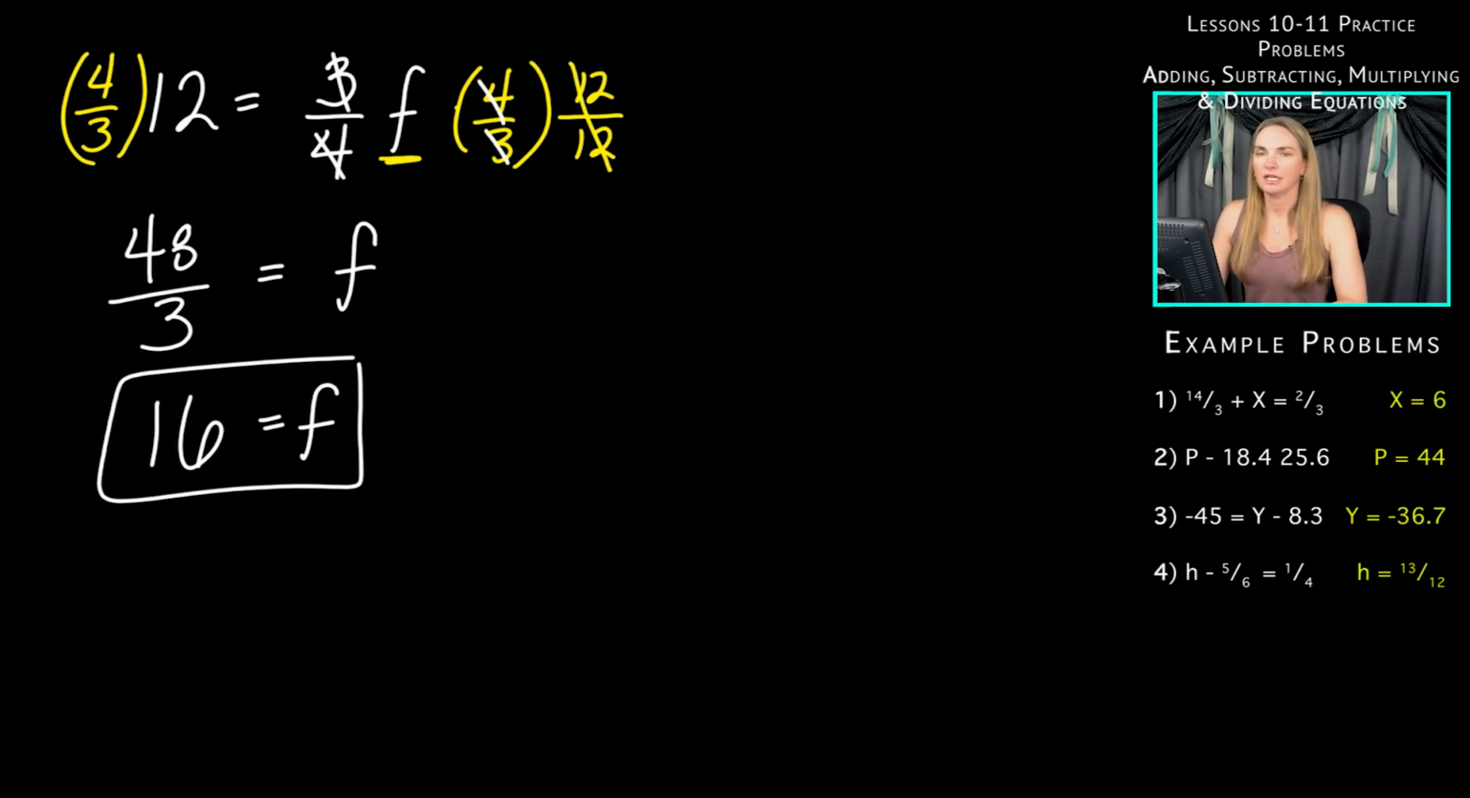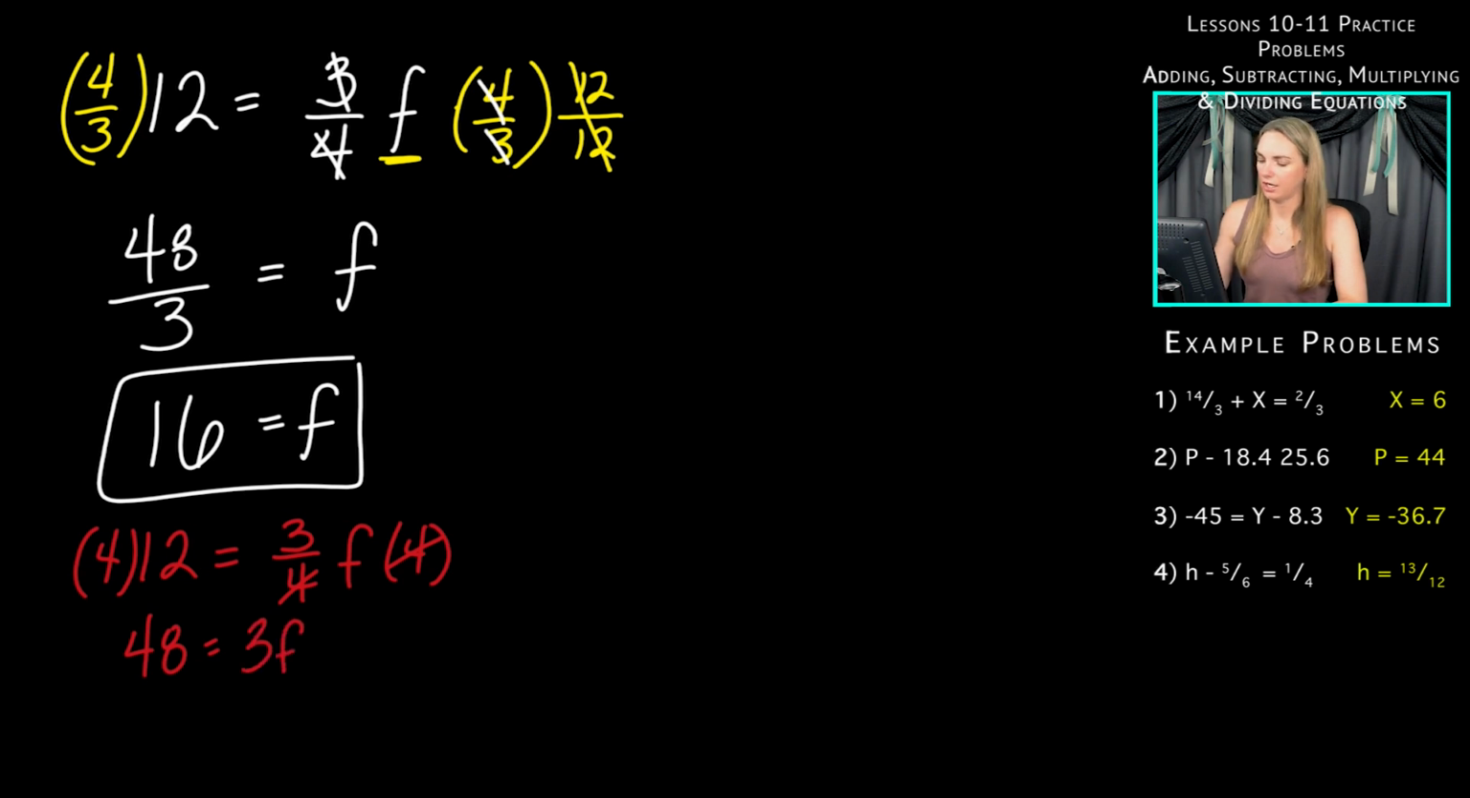If you did go ahead and make it a two-step problem, it would look like this. We would multiply by 4, since we're dividing by 4 on this side, and then the 4's would cancel, and 12 times 4 is 48, and that would equal 3f because we're not finished yet. And then we could divide by 3, which would mean that this cancels on this side, and f equals 16 on this side when you divide. So you still end up with the same answer.